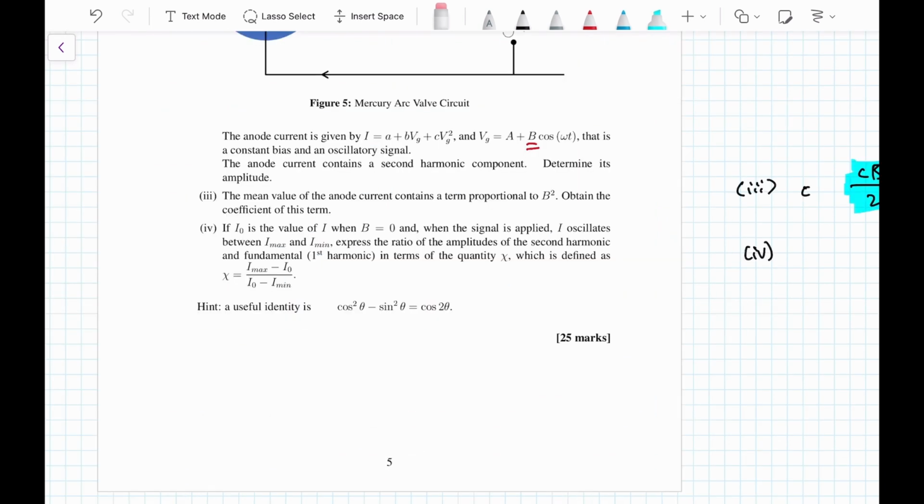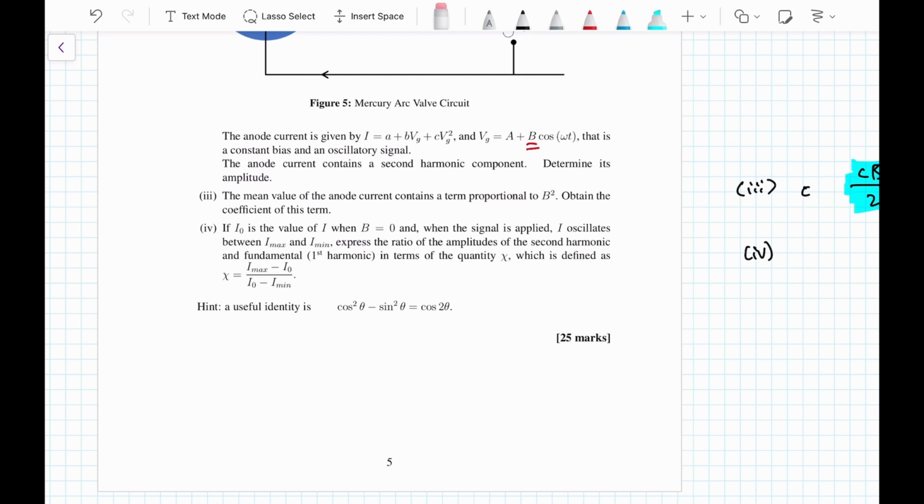The fourth question says, if I0 is the value of I when B is equal to 0, and when the signal is applied, I oscillates between Imax and Imin, express the ratio of the amplitudes of the second harmonic and fundamental, so that's the first harmonic, in terms of the quantity chi, which is defined as chi equals Imax minus I0 over I0 minus Imin.